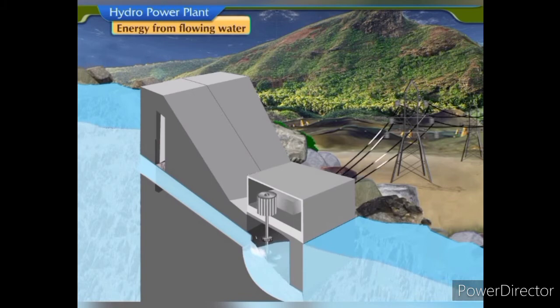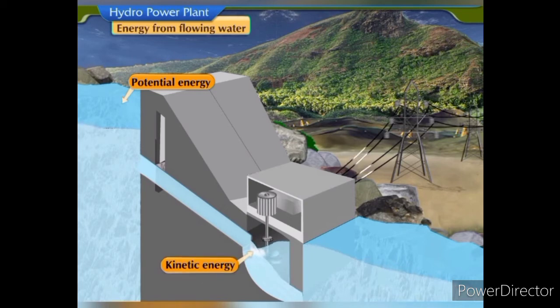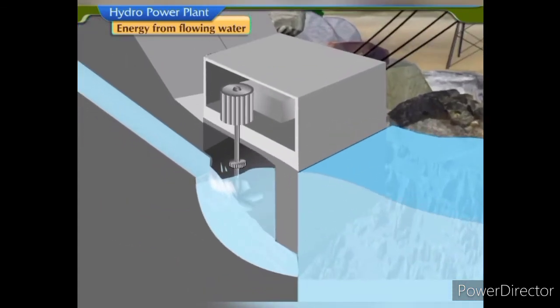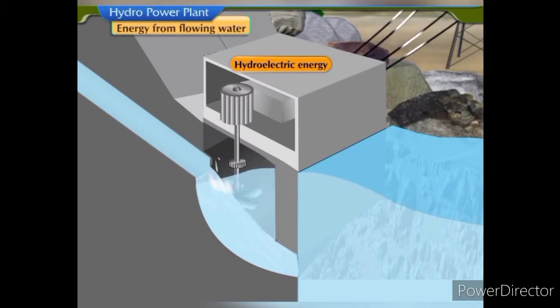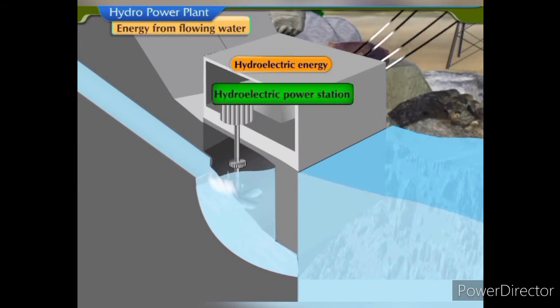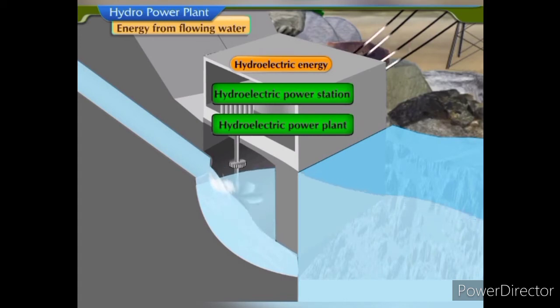When water falls on the turbines, potential energy of the water is converted into kinetic energy. This kinetic energy of the flowing water makes the turbine rotate with great speed. Moving turbines rotate the armature of the electric generator to produce electricity. Energy obtained from flowing water is called hydroelectric energy. The place where hydroelectricity is generated is called a hydroelectric power station or hydroelectric power plant.